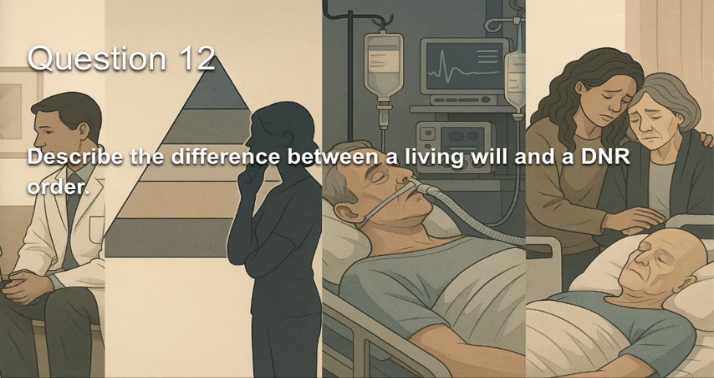Question 12. Describe the difference between a living will and a DNR order. What level of specificity does each document provide? Who might be involved in decision making if the patient is unable? How do these documents reduce ambiguity during crisis? And what ethical issues arise when there is no documentation?